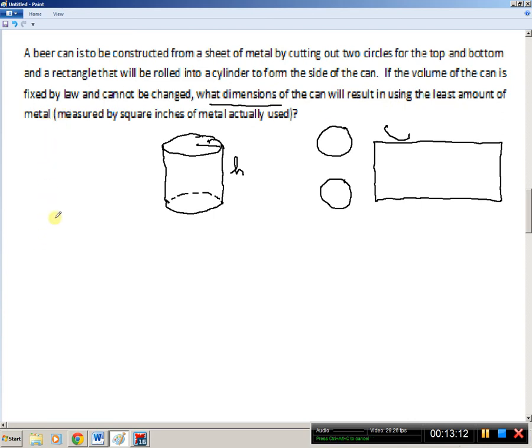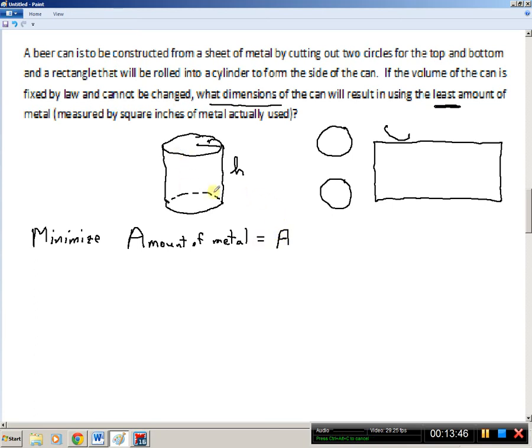So that's where I focus on, where you see words like max, min, most, least. I want to use the least amount of metal. So I want to use the least amount, or minimize something. That's what I'm looking to do. I want to minimize something. And the amount of metal, I'm just going to call it A. This time it's the amount of metal, and we're going to call that A.